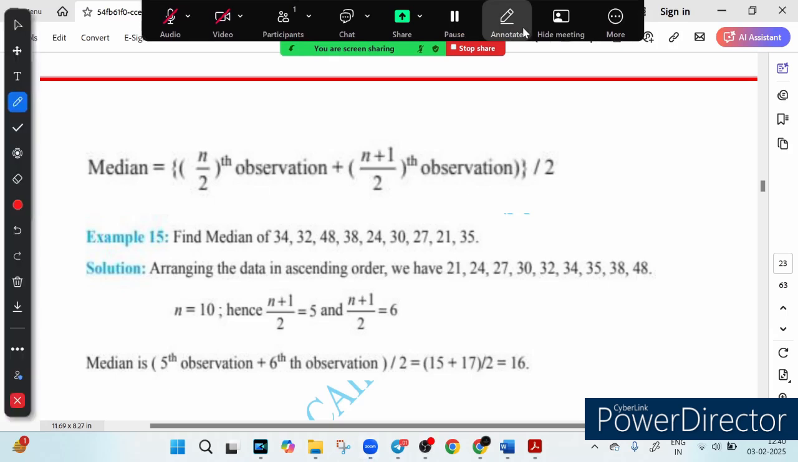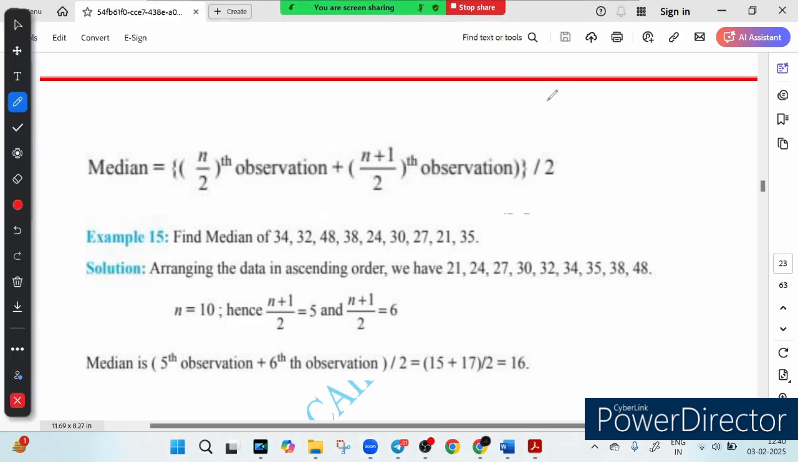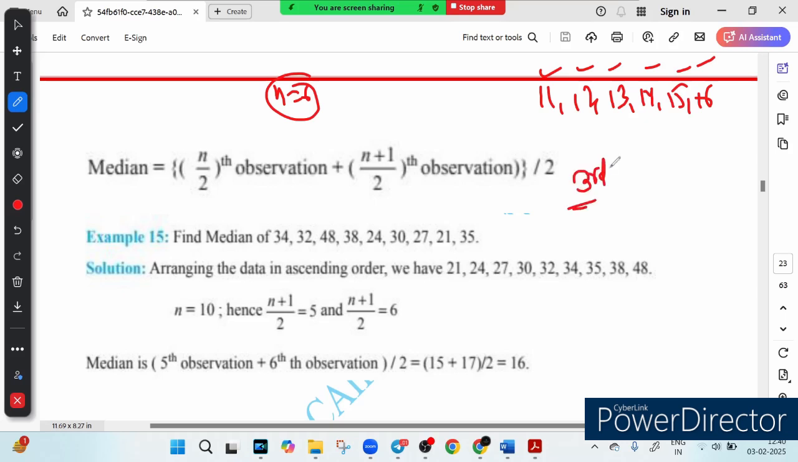Let us take an example to make it more clear. Suppose we have 6 observations: 11, 12, 13, 14, 15 and 16. You count how many: 1, 2, 3, 4, 5, 6. So n is equal to 6 here. What is 6 by 2? 6 by 2 is 3. So what is the third observation? That is 13. And (n plus 1) by 2th, which is (6 plus 1) by 2th.